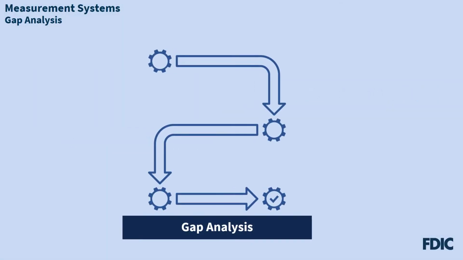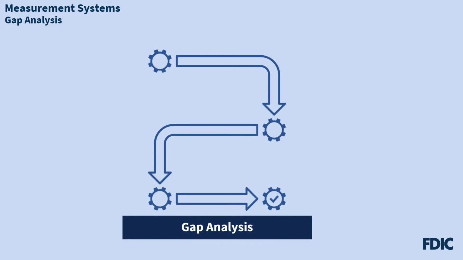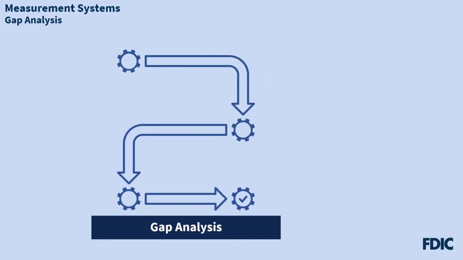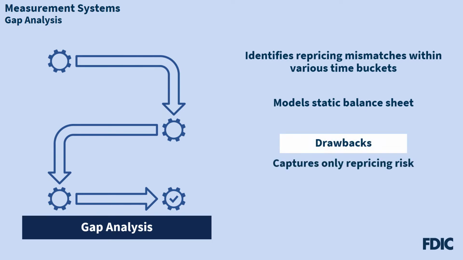Gap analysis is the simplest measure of interest rate risk and is often considered the easiest measurement system to understand. Gap analysis identifies asset-liability repricing mismatches within a bank's balance sheet and can provide a rough estimate of the risk to earnings from adverse interest rate movements. Typically, the balance sheet is assumed to be static, so possible growth distortion is eliminated.